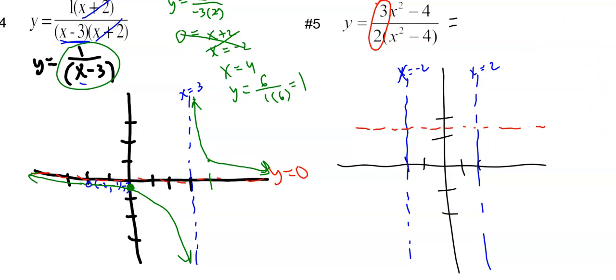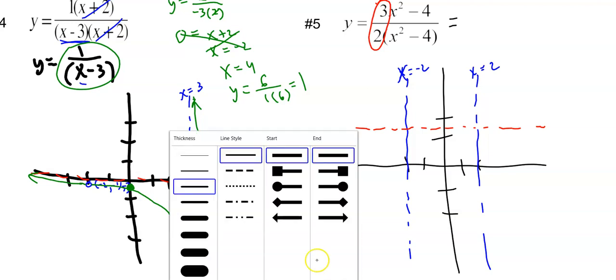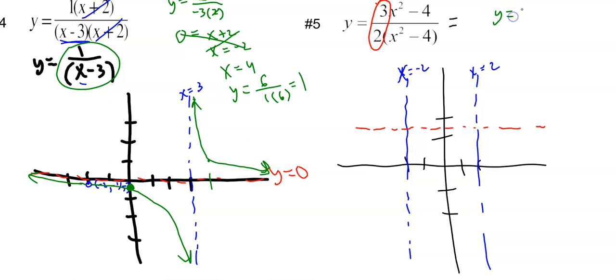So let's plug in x equals 0, so the y-intercept would be 3 times 0 minus 4, which is negative 4, over 2, would be negative 4 times 2 is negative 8, which is 1/2. So it looks like I have a point right there.